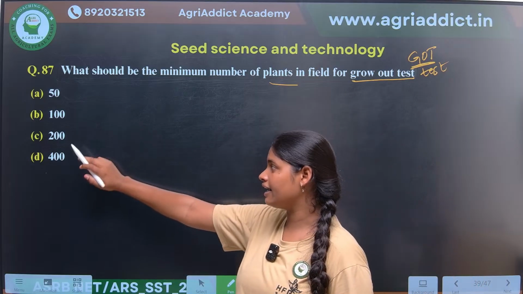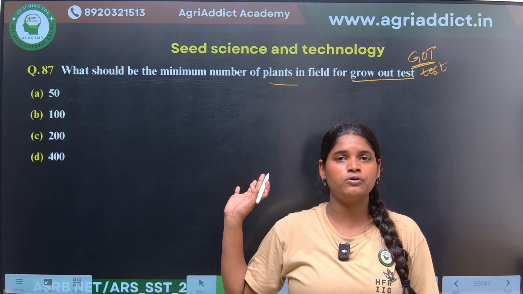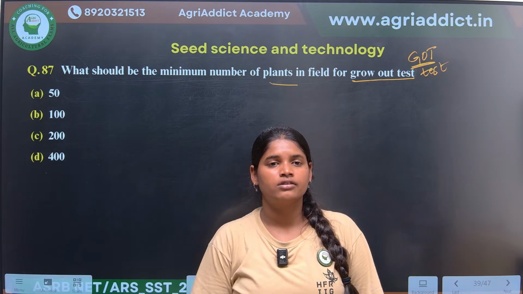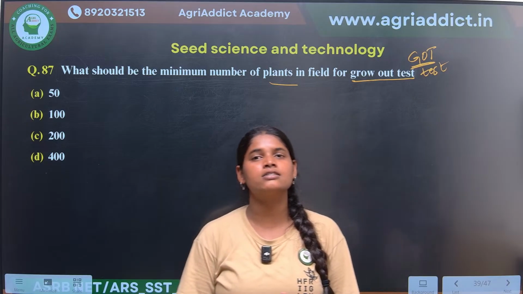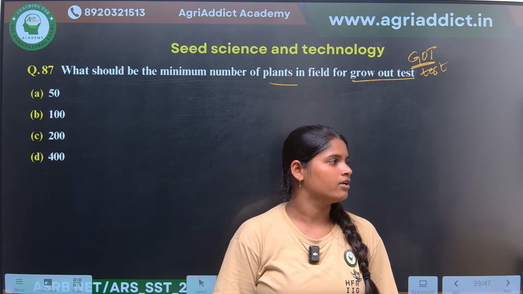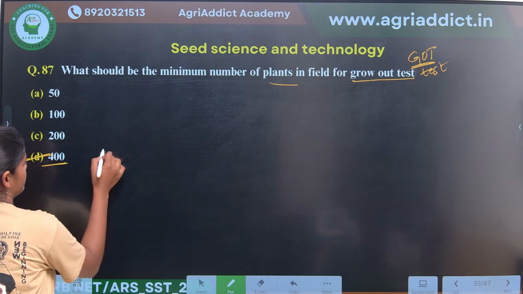Options are 50, 100, 200 and 400 plants. These are in terms of plants. Don't get confused with the sample size. That is different. The submitted sample for GOT is different and the minimum number of plants present is different. Right. The answer is, minimum should be 400 plants.